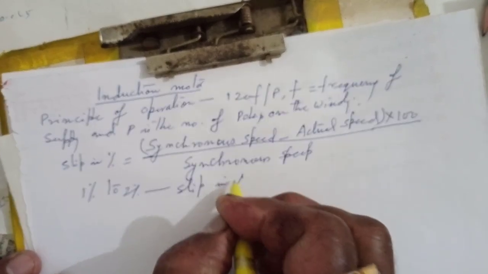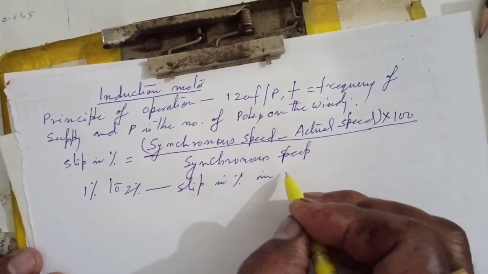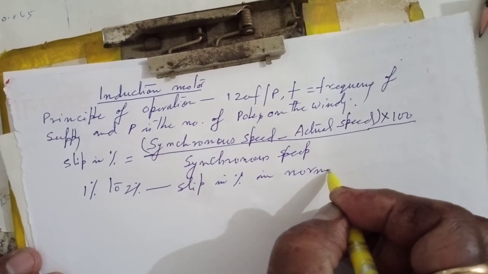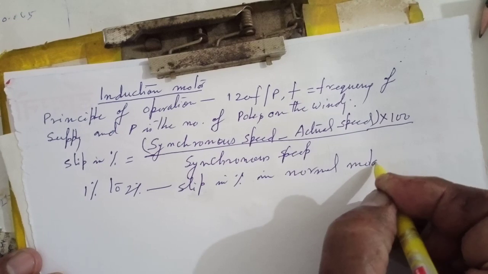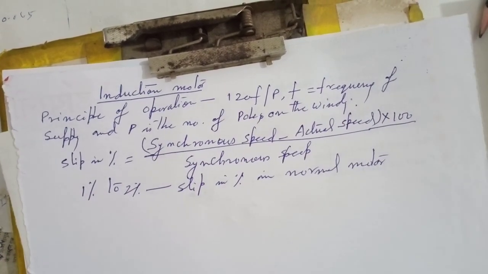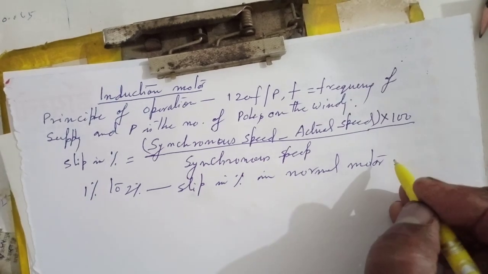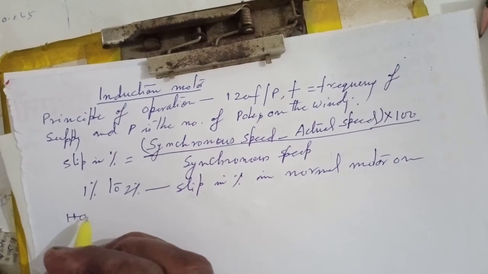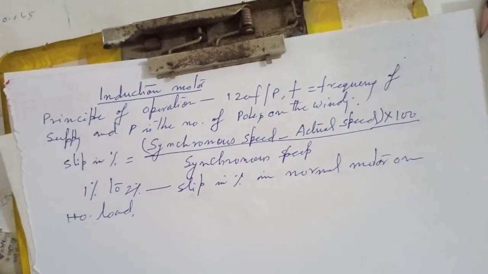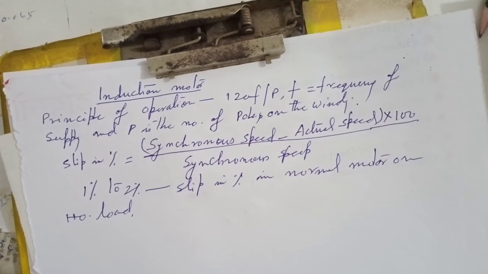Slip in percentage in a normal motor on no load is 1 to 2%, but at full load it will be about 4%.